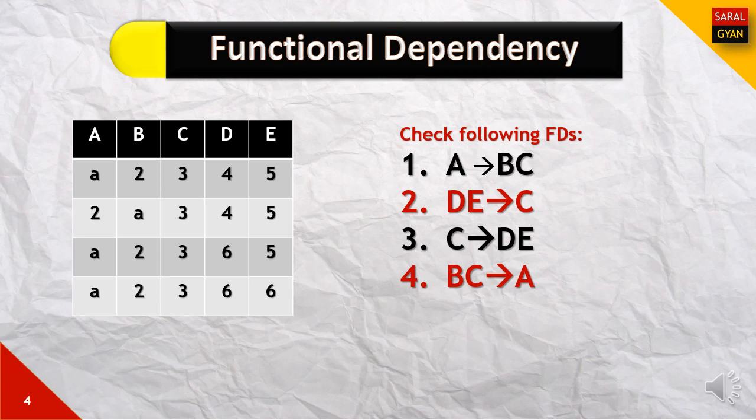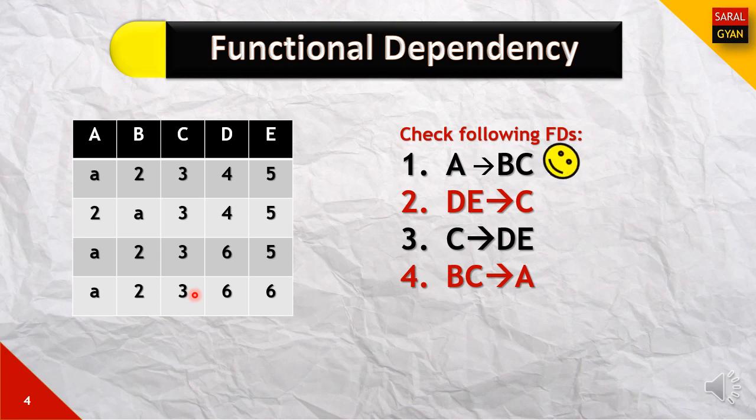Here the value of A is small a, this is small a, this is small a. Now we need to see the combination of B and C. So for this A it is 2 3, for this A it is again 2 3, for this A again it is 2 3. That means this is correct, this holds good.